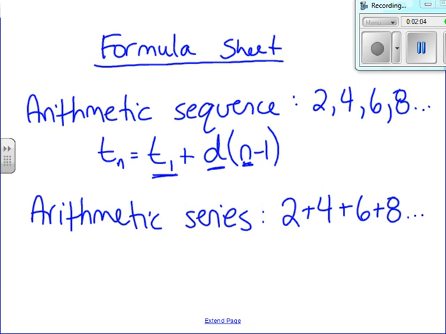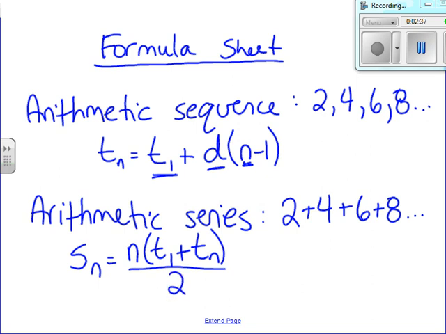The formulas that we're going to add to our sheet right now have to do with arithmetic series and actually summing the arithmetic series. So that means when I'm summing something, I'm adding all of the terms together. And there are two options to use for that. The first one says the sum of the nth term, so I don't know what term I'm talking about yet, so the sum of all the terms up to a certain point is equal to n times (t1 plus tn), all in brackets, divided by 2.